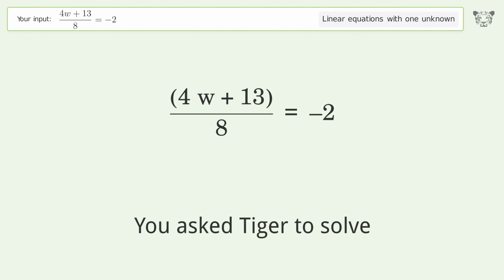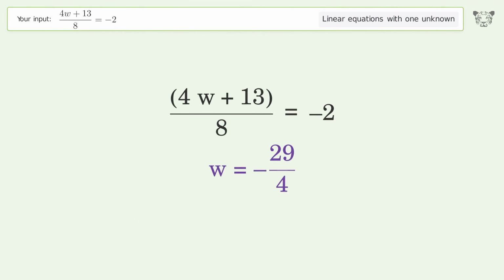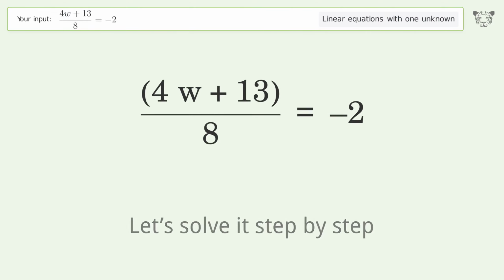You ask Tiger to solve this. This deals with linear equations with one unknown. The final result is w equals -29/4. Let's solve it step by step.